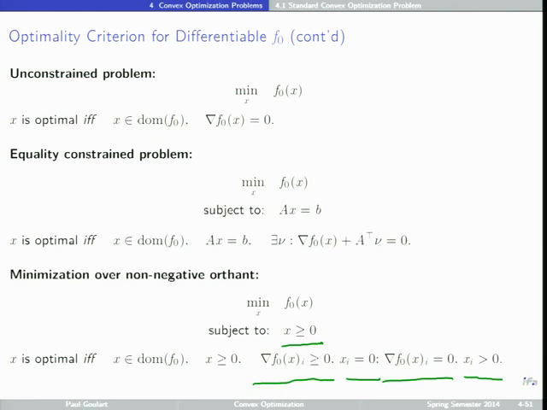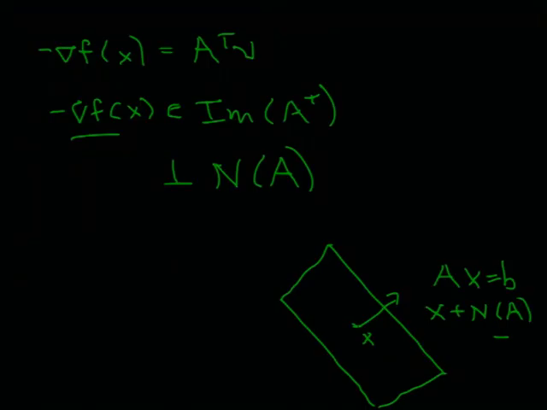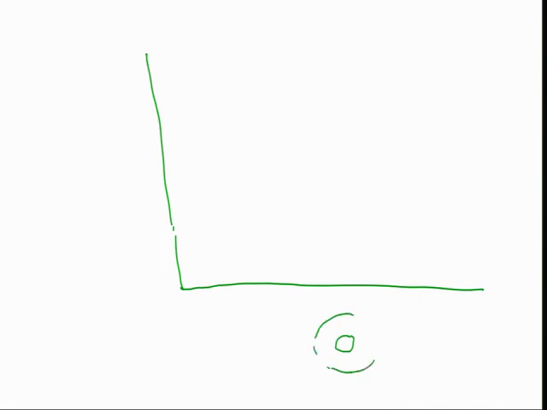Okay, so if I draw you a picture of that one, it says something like, imagine I have a function of two variables. Okay, and the level sets of my function are like this.